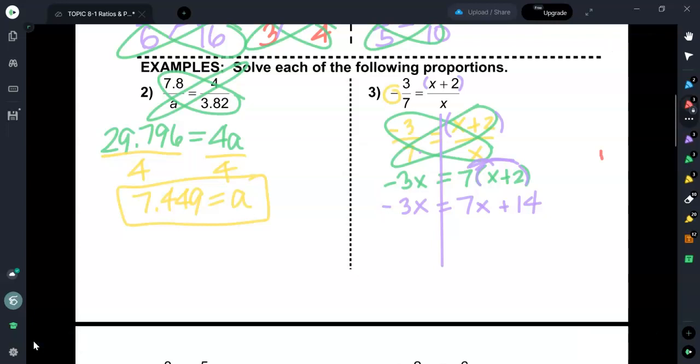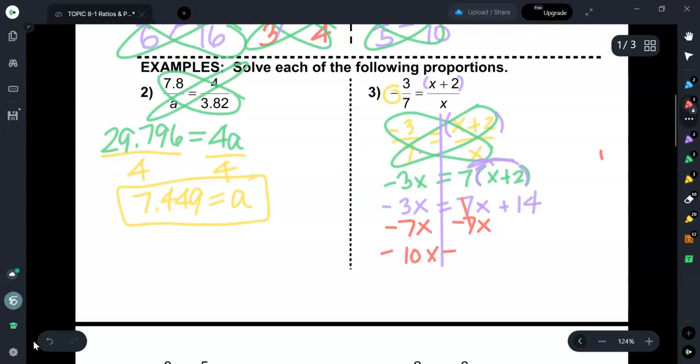And so we want to get all of the variables together and all the numbers together. So I want to get that 7x over. Since that's a positive 7x, I'm going to subtract it to move it to the other side. And that's going to give me a negative 10x on this side, and that's going to give me a 14 on this side. So when I get to this point, I'm at the last step.